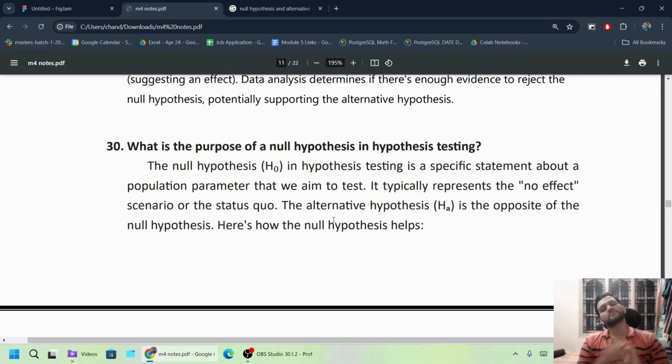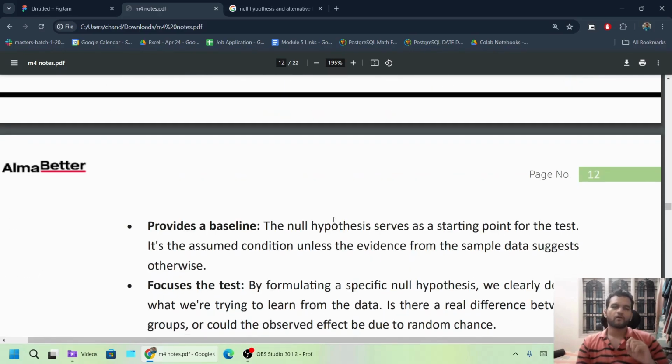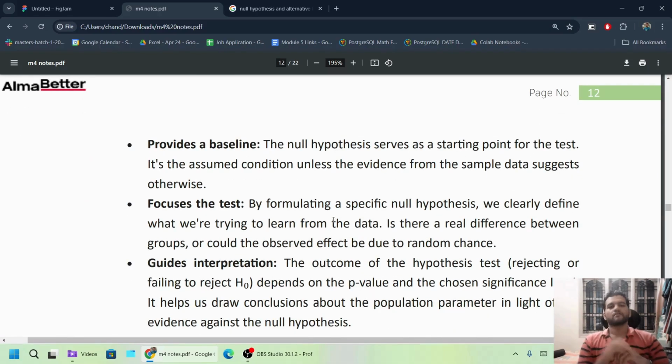Let us see how this null hypothesis will work. It will provide a baseline that the null hypothesis puts on a base. This is the starting point of the test. We assume nothing will happen, and it will help us to focus the test.